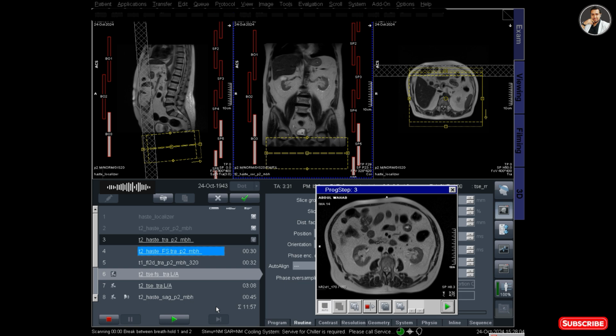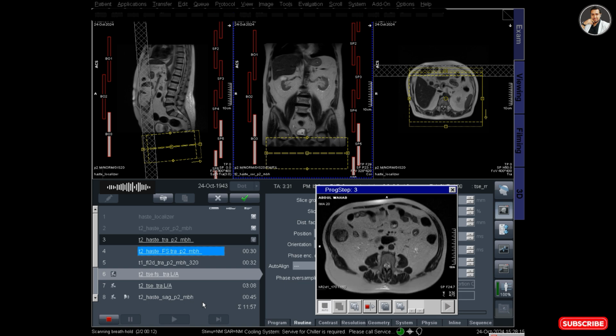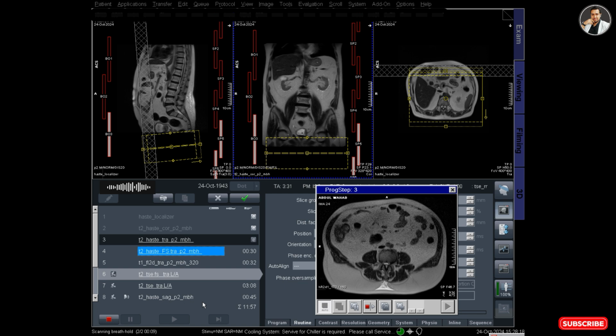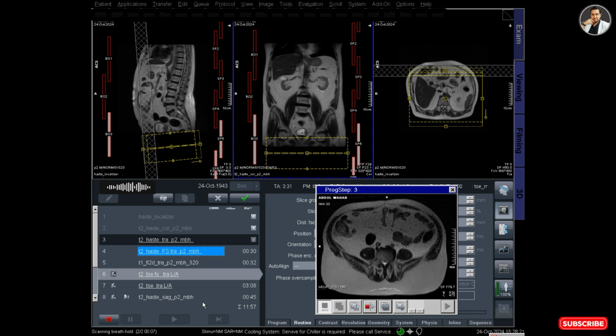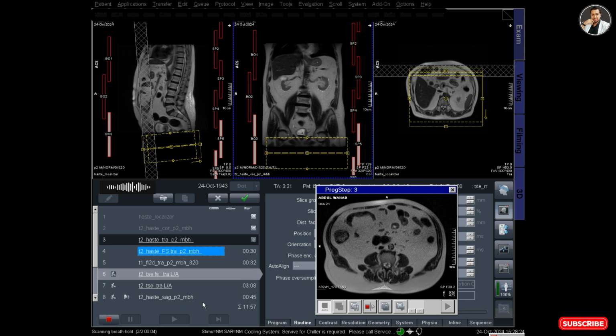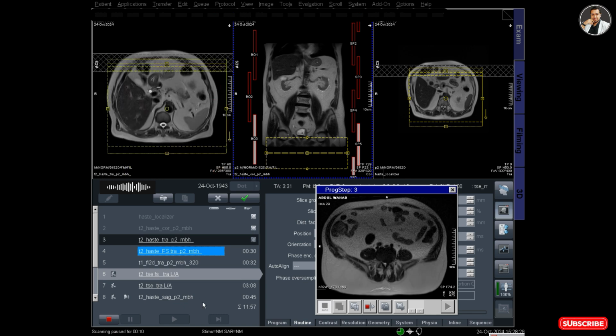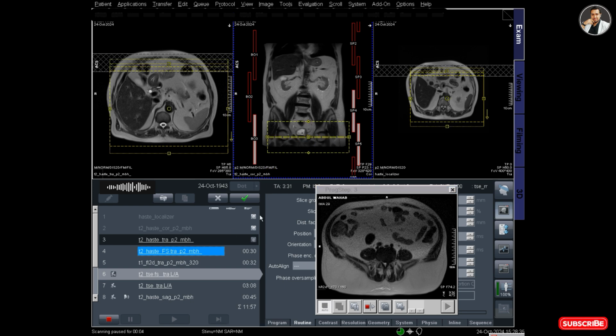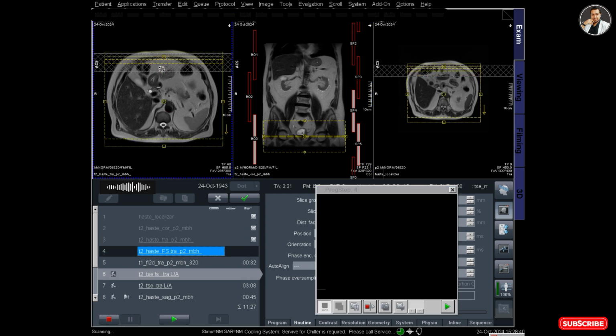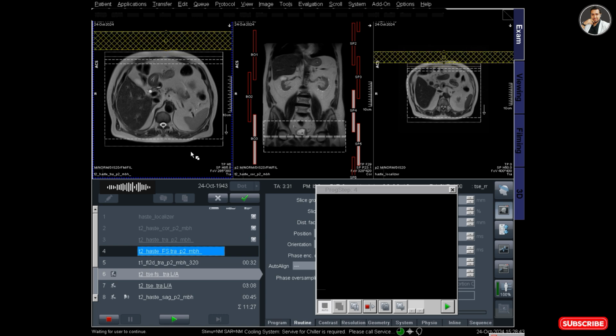This is the break between the first and second breath hold. Now tell the patient to hold his breath again and start the scan, and this is the second breath hold scan for the T2 HASTE axial. So right now my T2 HASTE axial scan has finished. You can see on the left hand side the T2 HASTE axial images.